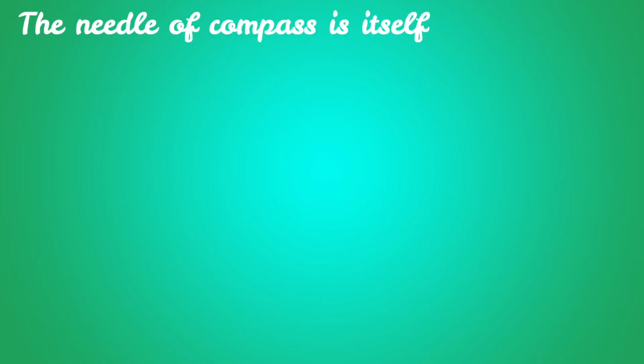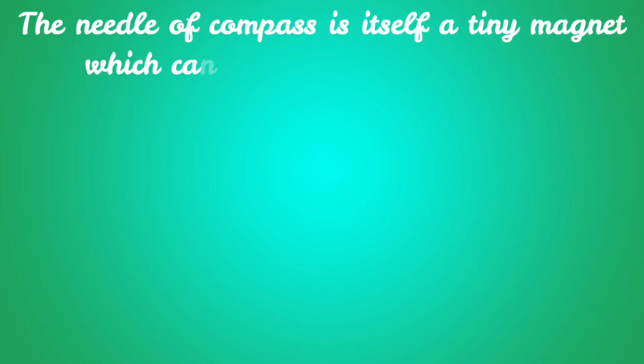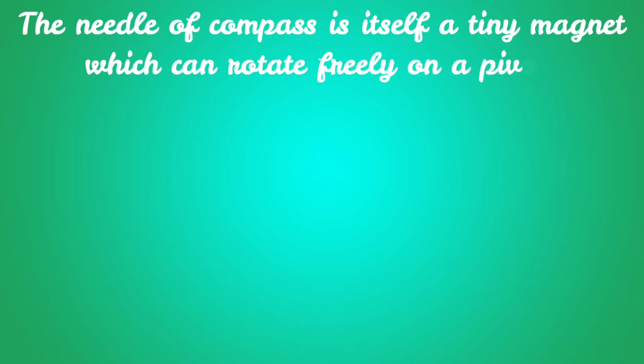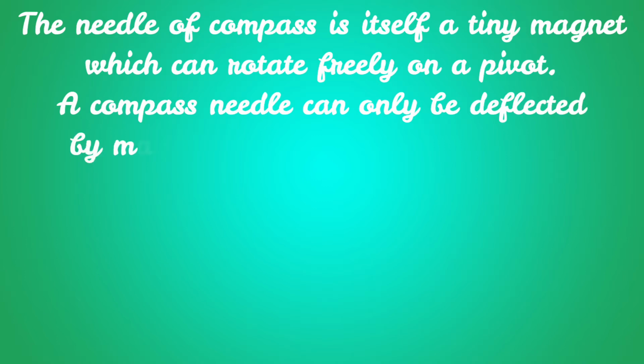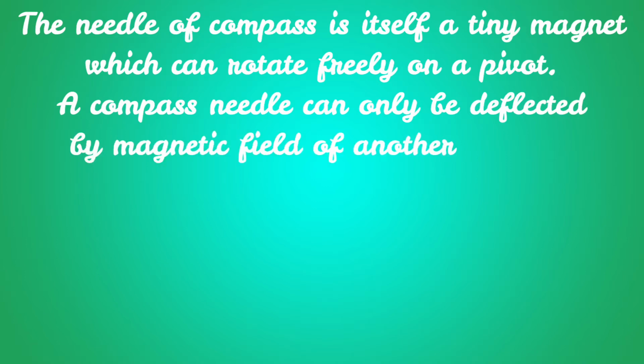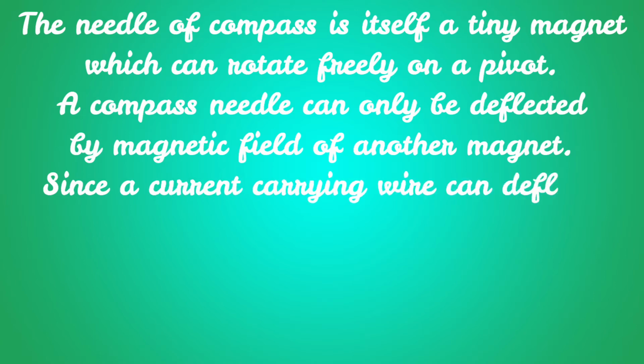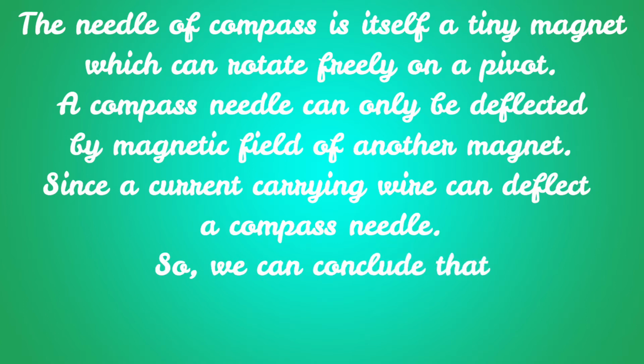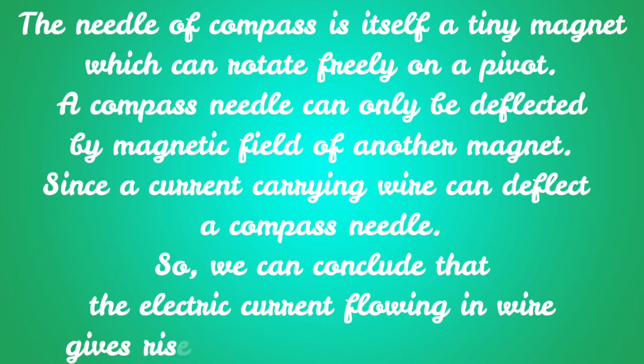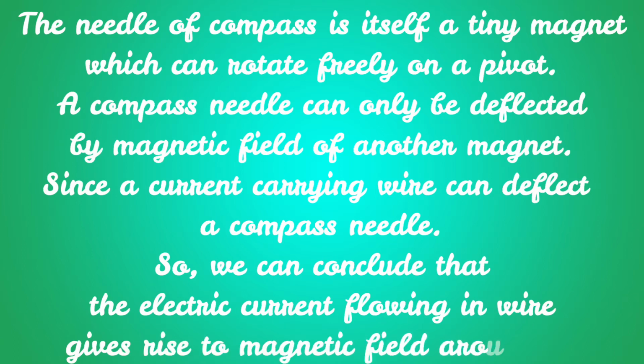Now, the needle of a compass is itself a tiny magnet which can rotate freely on a pivot. A compass needle can be deflected only by another magnet's magnetic field. Since a current-carrying wire was able to deflect a compass needle, it was concluded that the electric current flowing in a wire gives rise to a magnetic field around it.